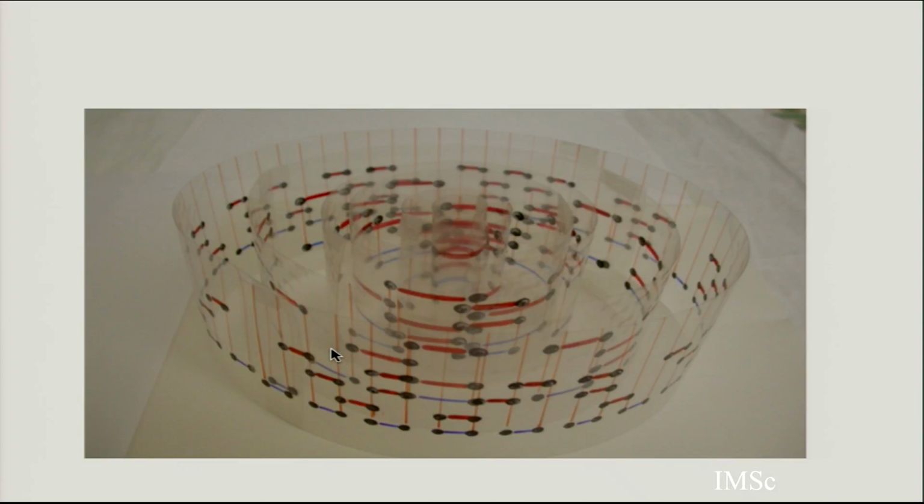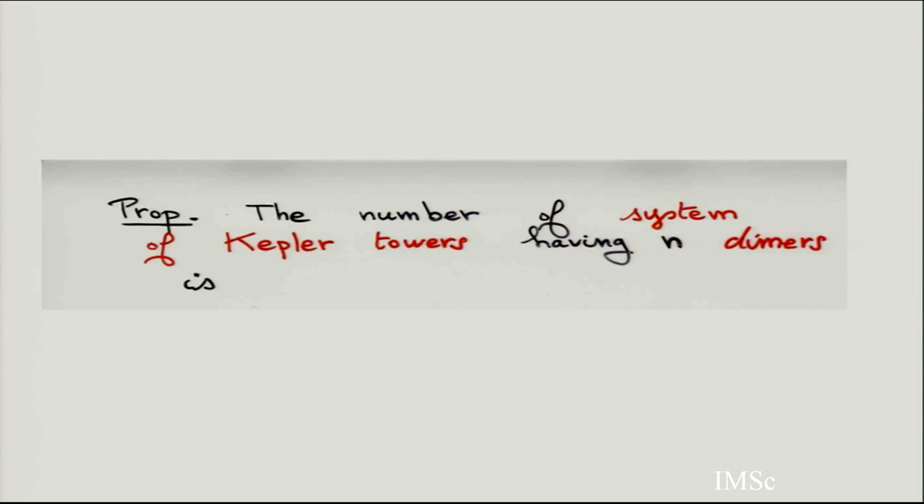So in each Kepler tower, the first one has at least one dimer. The next one has 2 dimers. The next one, 4, 8, 16, 32. So you can have a system of Kepler towers with any number of dimers you want. Once you have filled up the polygon with 32 black edges, then you can put many inside. You have no limit to put inside.